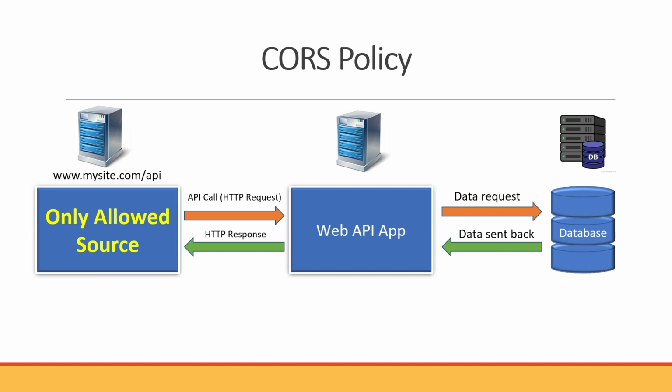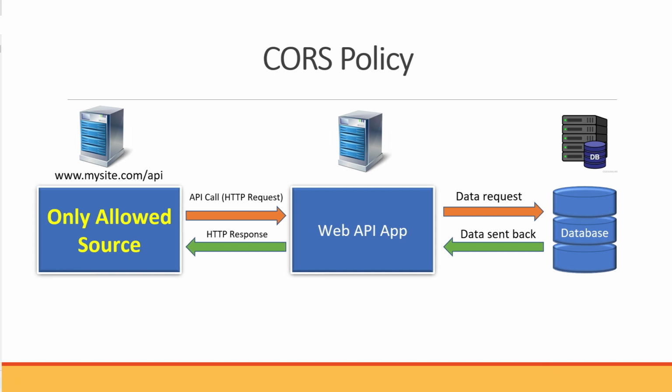For example, if my application is sitting on a server and the address of my application is www.mysite.com/API, only requests that are coming from that web address will be allowed to be processed and get the data back. Of course, you can configure multiple sources, so your web API can get requests not just from one source, but from multiple sources. Let's now look at the list of open APIs.